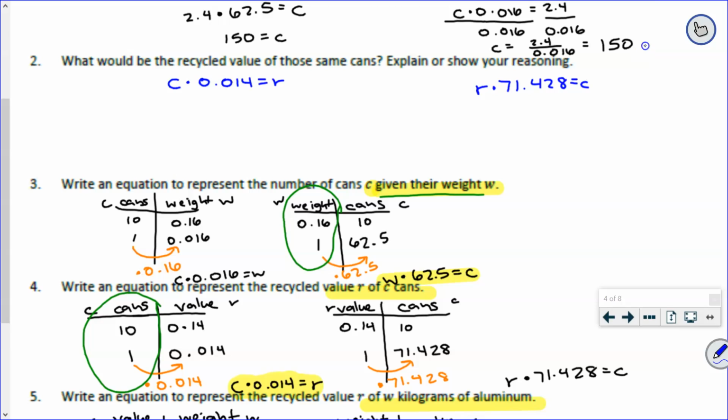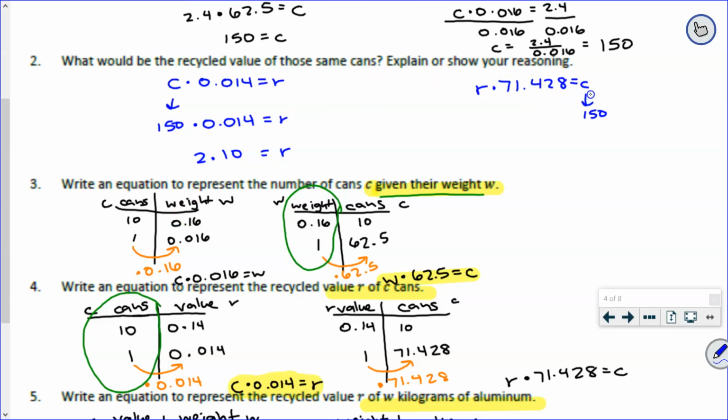But I know the number of cans now, don't I? The number of cans is 150. So I can take the 150, multiply it by 0.014, and that will give me the recycled value. What did you get, Gabe? 2.1. And since we're dealing with dollars, $2.10, right?